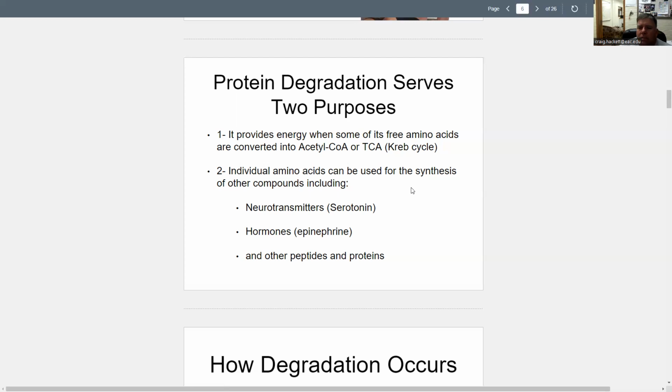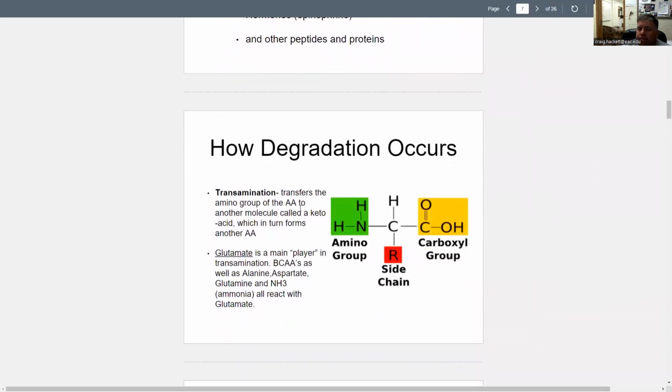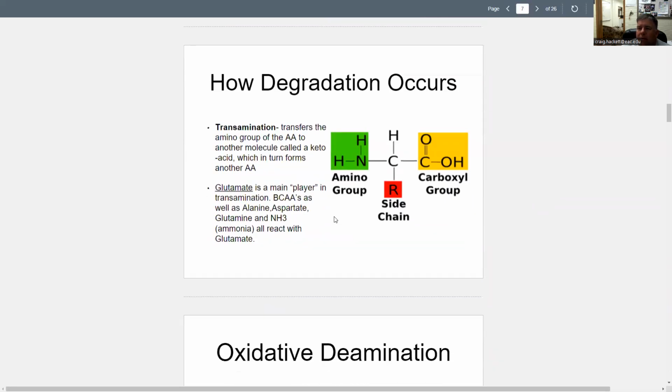We can also break those proteins down into amino acids, and they can be used to synthesize other compounds. And here's a list of them here and what they do. So neurotransmitters, hormones, other peptides and proteins that can help break down foods, things like that. So we use protein for a lot of different reasons in our body. It's obvious. So how does protein degradation occur?